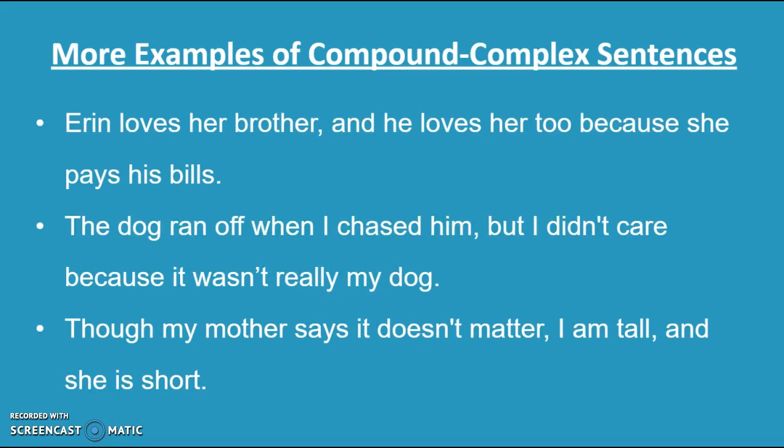Before you create your own, I want you to look at these examples. The first one says, Aaron loves her brother, and he loves her too, because she pays his bills. So this would be 3 independent clauses here. Number 2, the dog ran off when I chased him, but I didn't care, because it wasn't really my dog. Again, 3 independent clauses joined together with conjunctions. Last example, though my mother says it doesn't matter, I am tall, and she is short. So this example has a dependent clause at the beginning and 2 independent clauses joined together with a conjunction. So these are great examples of a compound complex sentence.